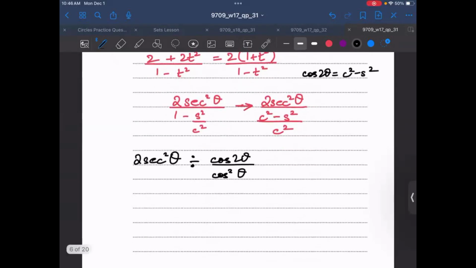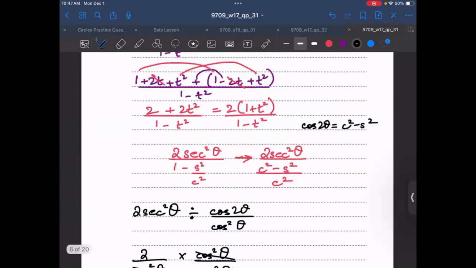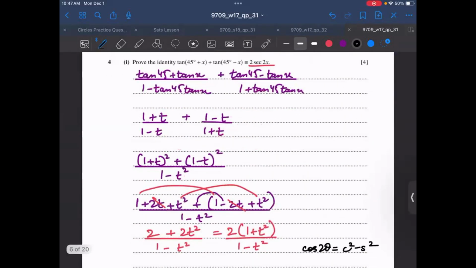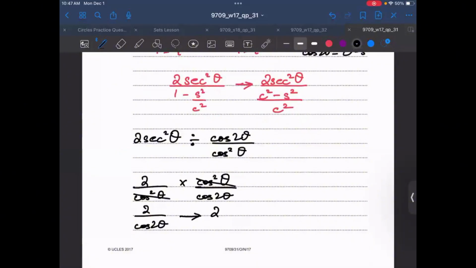Now in place of sec² θ, we can write 1 upon cos² θ. Bringing the multiplication sign, we get cos² θ over here divided by cos 2θ. Cos² and cos² will cancel out, so we'll be left with 2 upon cos 2θ. And we know 1 upon cos 2θ is the same as sec 2θ, or sec 2x in this case. So we'll get 2 sec 2x as the identity that we had to prove.